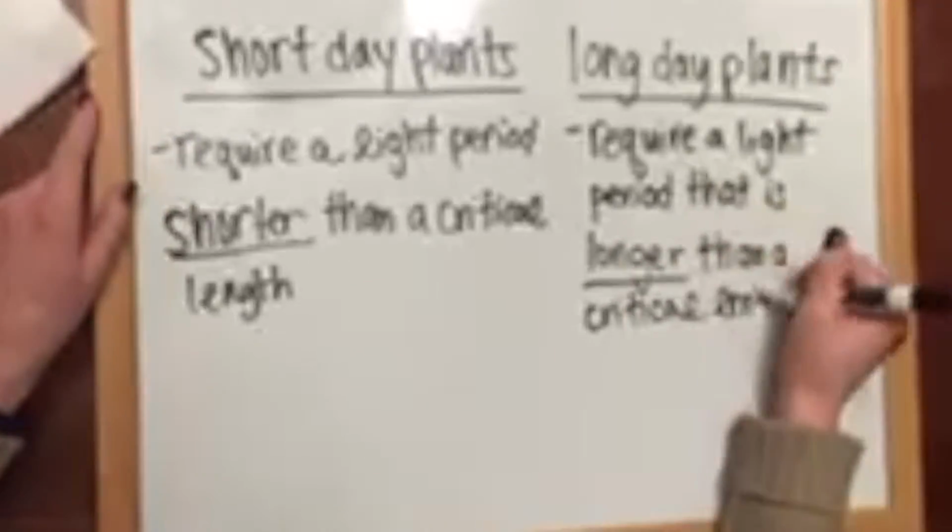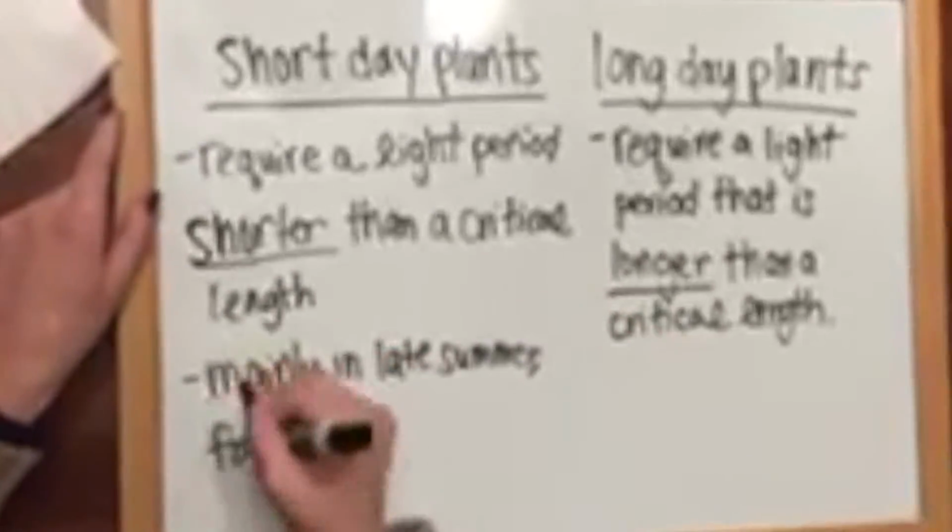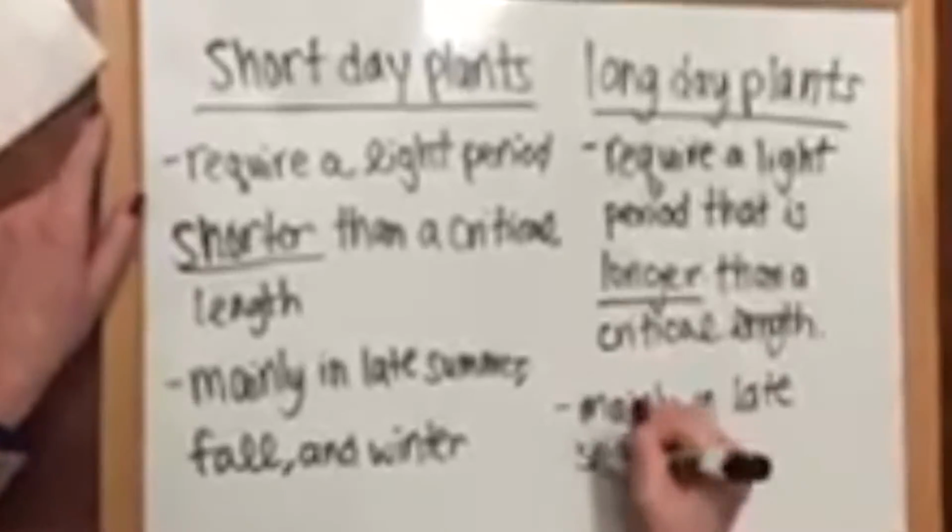Long-day plants require a light period that is longer than a critical length to flower. They mainly flower in late spring or early summer.